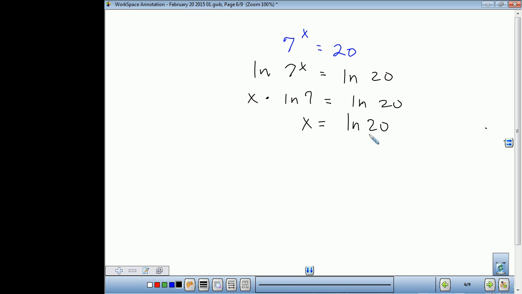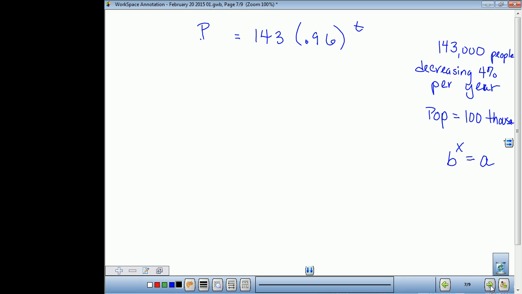This is the exact answer. This is what I'll be looking for on the test. Now we can find the approximate answer. Punch it in. What is natural log of 20 divided by natural log of 7? 1.539. Something where it would round, 1.5395. Exact, approximate. You're not getting any credit on your test or quiz on Wednesday if I can't see exact first. If I don't see this first, you don't get credit for that.